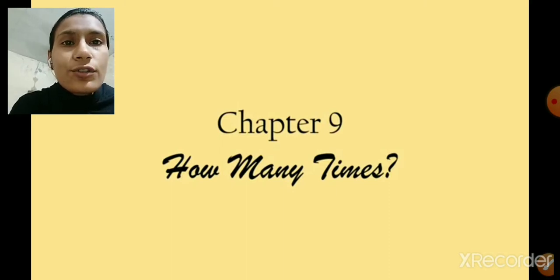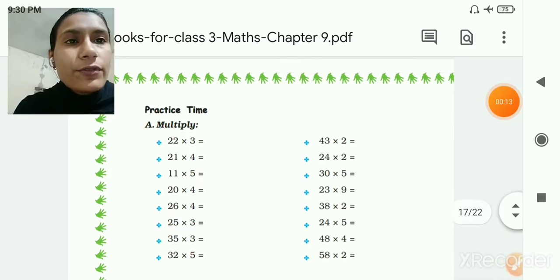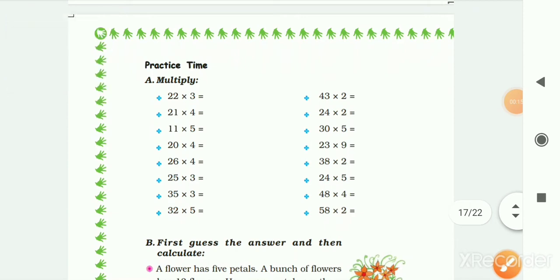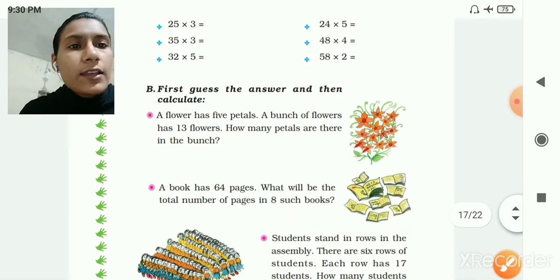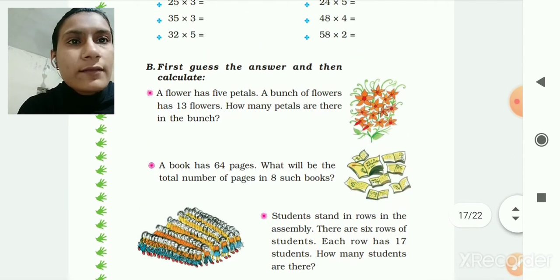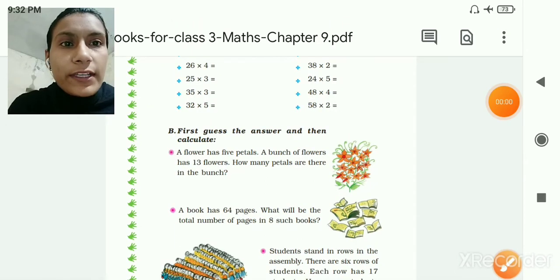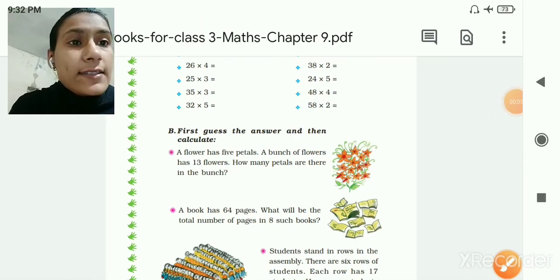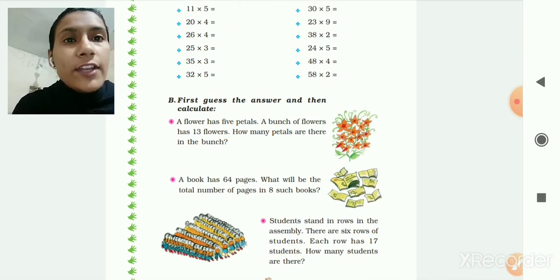So let's continue with chapter number 9, How Many Times. In the last video we saw up to this practice time, multiply, on page number 138. So open it, let's see the next one. Here we first guess the answer and then calculate. We have to first guess the answer and then count.